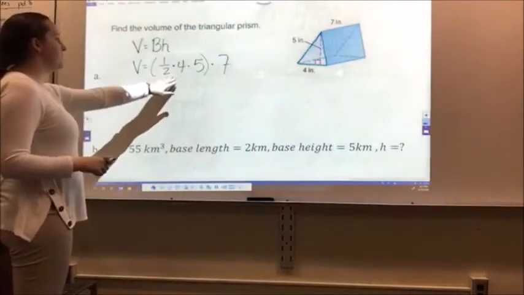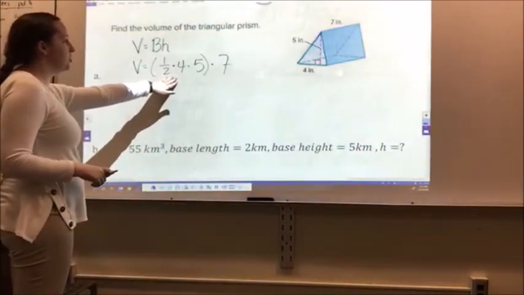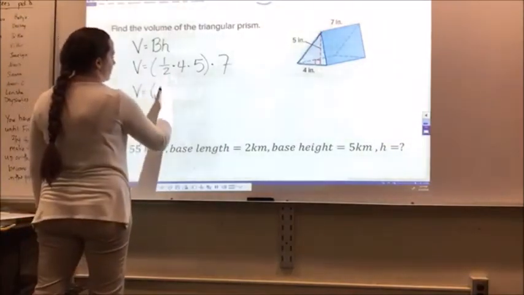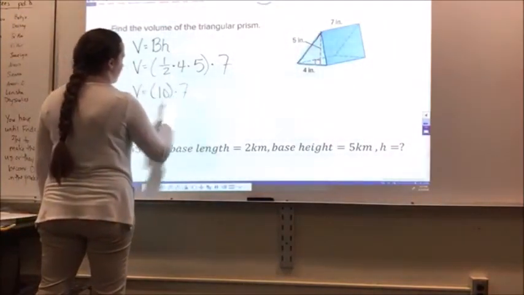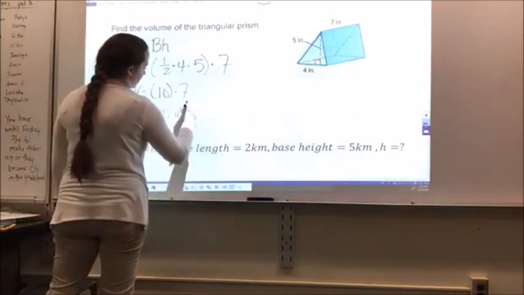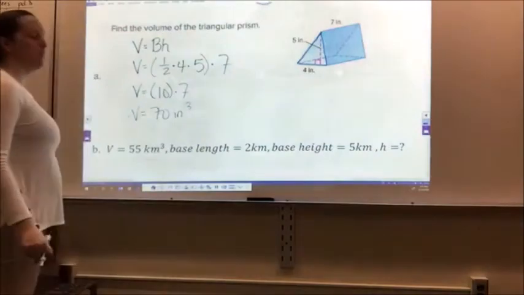So 1/2 times 4 is 2, times 5 is 10. So V equals 10 times 7, which is 70. And this is in inches cubed. So my volume is 70 inches cubed.